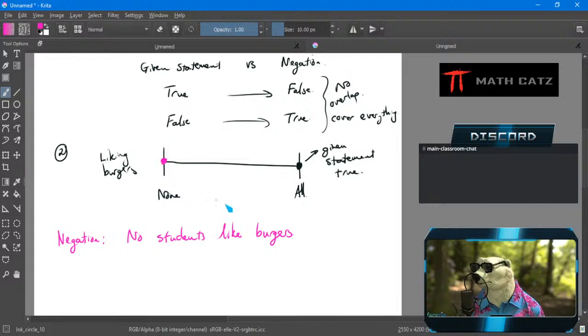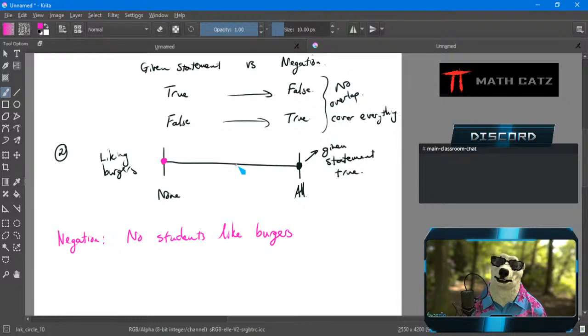And yes, certainly when no students like burgers in reality, my negation has to be true in that case, for sure, because it's not in the black dot. The given statement is certainly not true when it's the case that no one likes burgers. Then my given statement is false, for sure. So my negation has to be true. However, in a situation like this, there's a ton of stuff in between that could be happening.